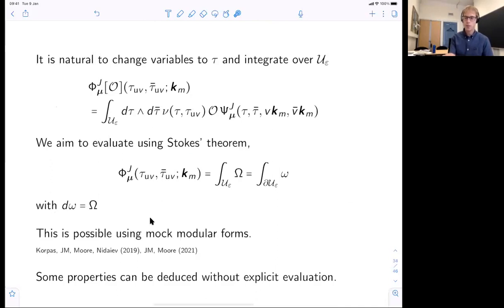We get an integral over this domain, the red domain I was showing in the beginning of the talk, called U epsilon. We integrate over d tau d tau bar. We get some measure nu of tau and tau UV. I won't spell it out here. The fluxes psi, again, and then insertion of observables O. Okay. Any questions?